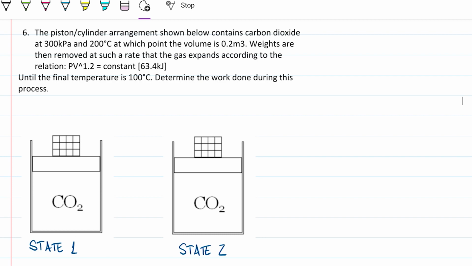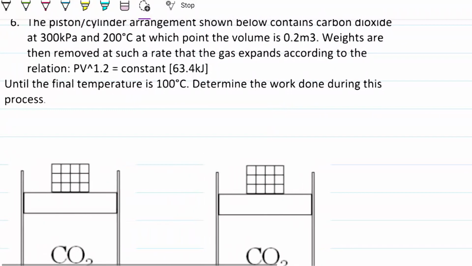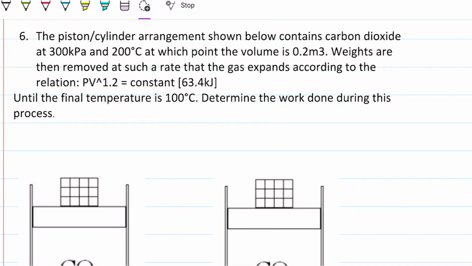Problem statement reads: a piston cylinder arrangement shown below contains carbon dioxide at 300 kilopascals and 200 degrees Celsius, at which point the volume is 0.2 meters cubed. Weights are then removed at such a rate that the gas expands according to the relation PV^1.2 is constant, until the final temperature is 100 degrees Celsius. Determine the work done during this process.